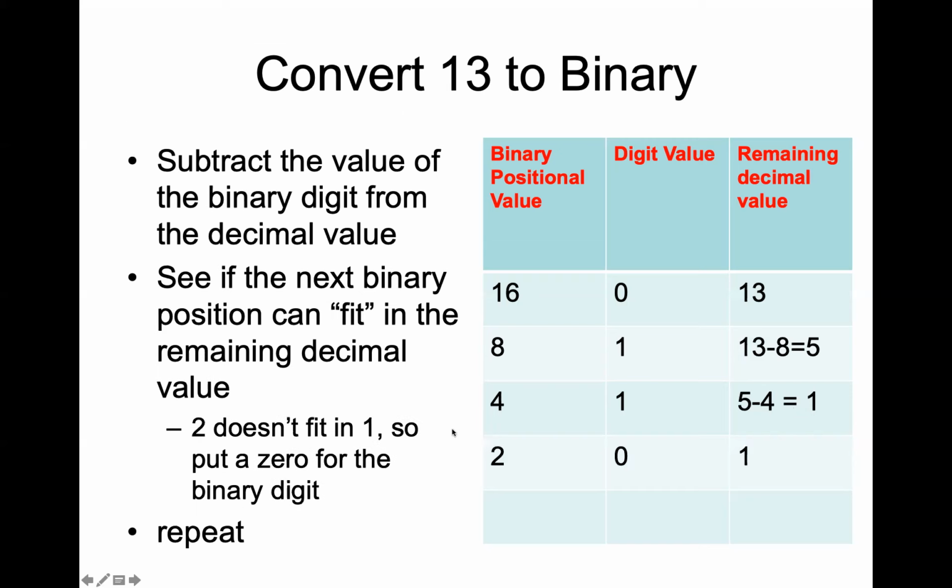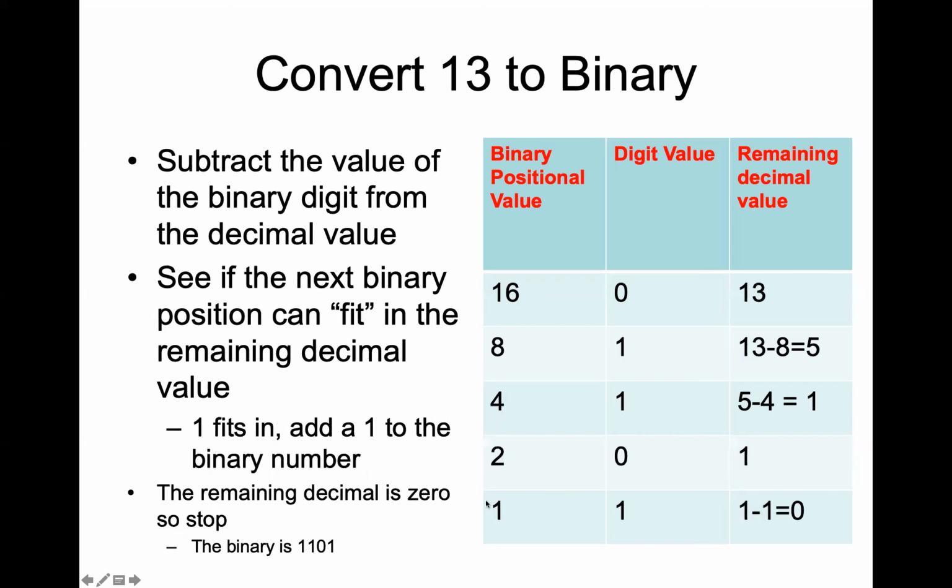Now we'll see that 2 isn't going to be a component of this binary number because 2 is greater than 1, so we're just going to end up with a 0 in the 2's place, and we don't subtract anything in that case. And now finally, we can see that the largest binary digit which isn't greater than 1 is 1, so we're going to get a 1 in the 1's place, and we end up with 0, and so we're done.